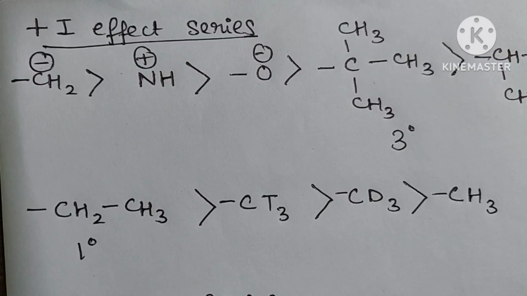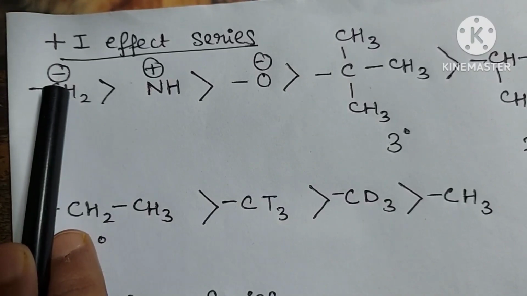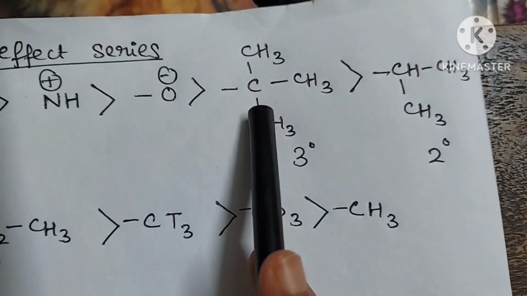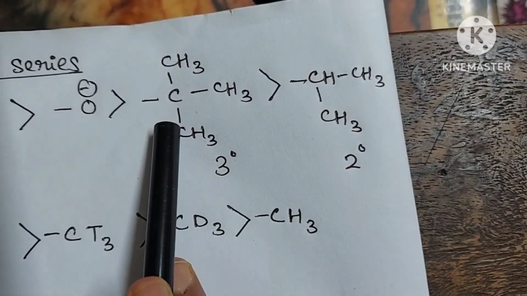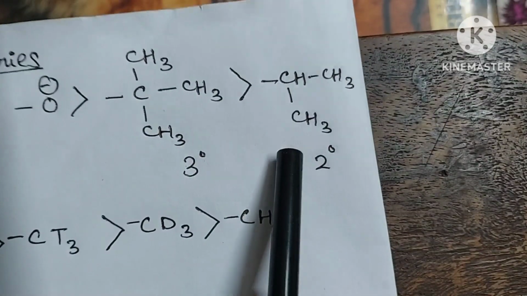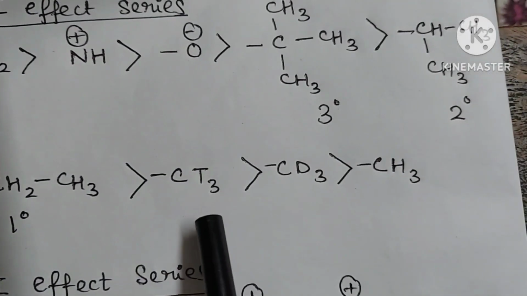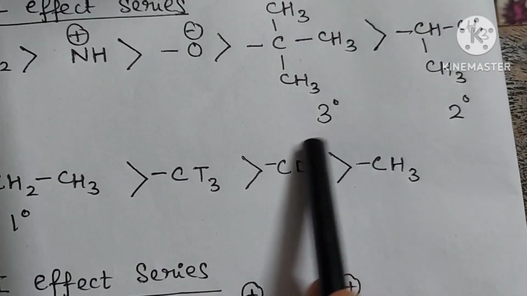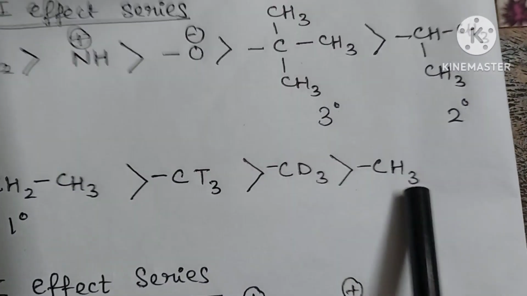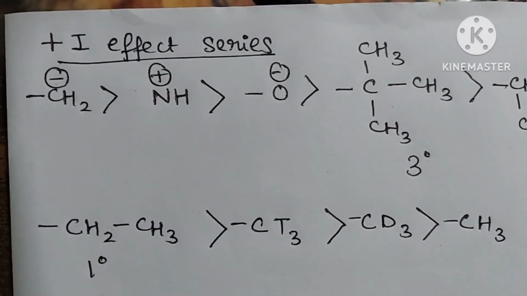So what is the series? First CH2 with a minus sign above it, then NH, then O minus, then tertiary carbocation, then secondary carbon, then primary, then here these are the isotopes of hydrogen, first tritium, then deuterium, and then at last hydrogen, okay. So remember this series.